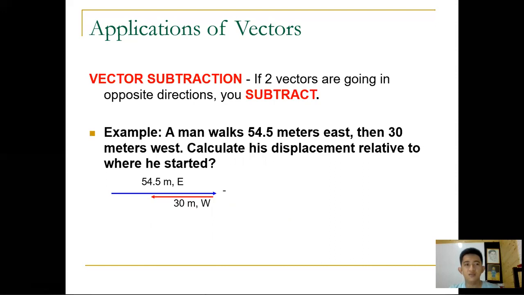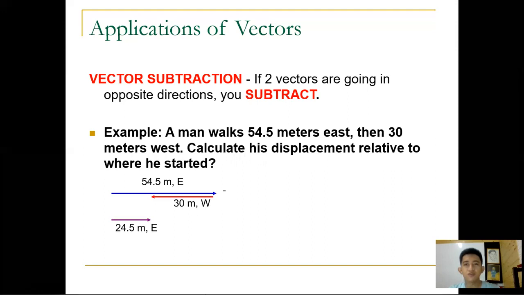So we subtract 30 meters west from 54.5 meters east. Therefore, our answer is represented by the small arrow in violet at 24.5 meters east.